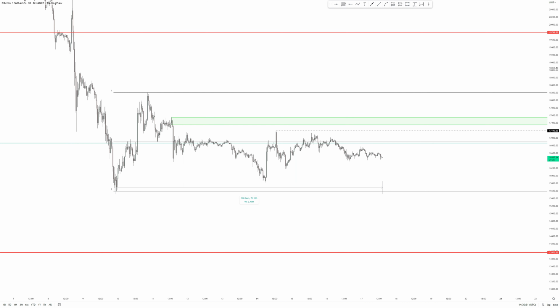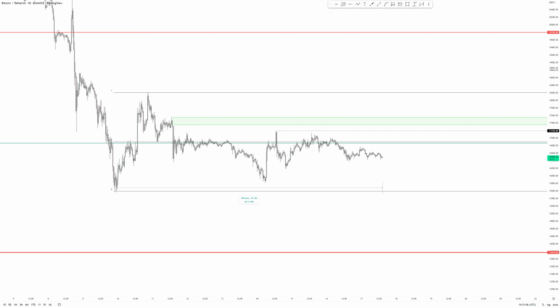Zooming into the 30-minute, we can see the range in more detail. Ignore the red lines, those are monthly levels, but this range here is now our bread and butter, and its extremities should be our sole focus. So what are we looking for? Well, ideally we see either side swept or deviated for a high conviction play in the opposing direction.